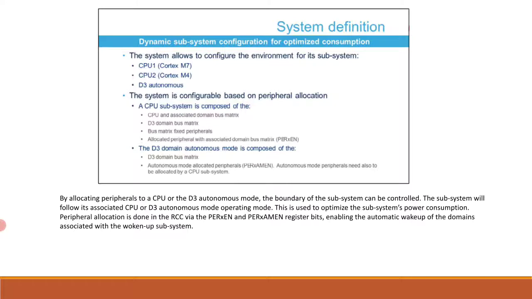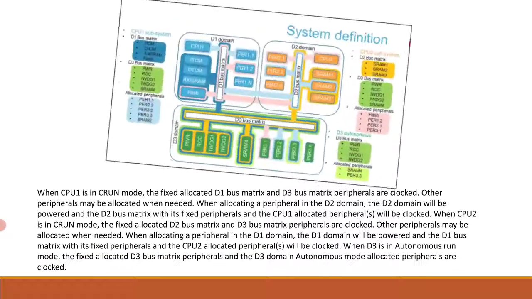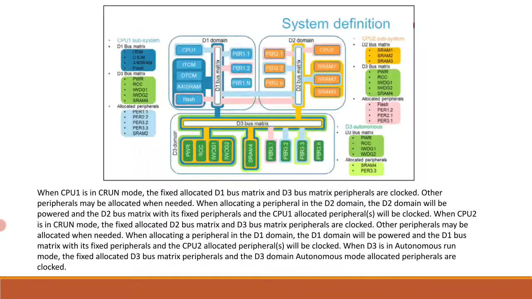Let's look at a block diagram of the system definition in more detail. When CPU1 is in C-run mode, the fixed allocated D1 bus matrix and D3 bus matrix peripherals are clocked. Other peripherals may be allocated when needed. You can see in this figure. When allocating a peripheral in D2 domain, the D2 domain will be powered and the D2 bus matrix with its fixed peripherals and the CPU1 allocated peripherals will be clocked.